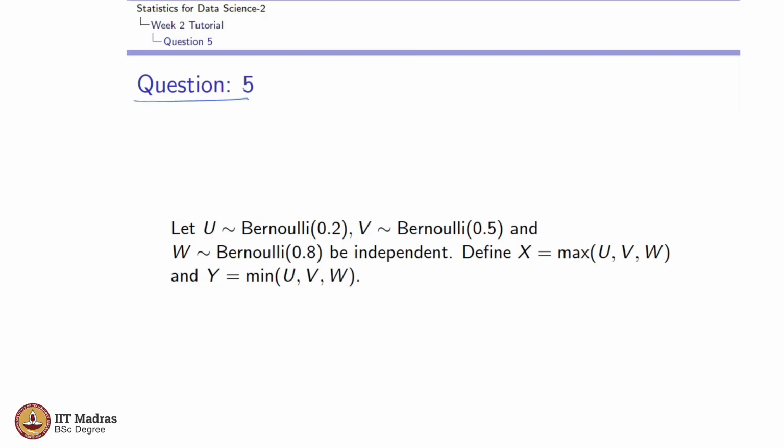Question number 5 says: let U be Bernoulli 0.2, V be Bernoulli 0.5, and W be Bernoulli 0.8, and U, V and W are all independent. Now we have defined X to be the maximum of U, V and W, and Y to be the minimum of U, V and W.